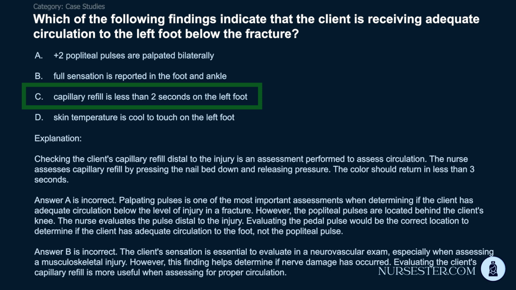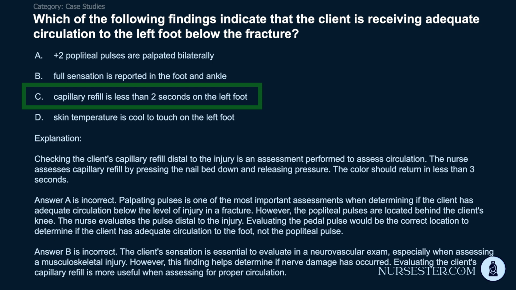Checking the client's capillary refill distal to the injury is an assessment performed to assess circulation. The nurse assesses capillary refill by pressing the nail bed down and releasing pressure. The color should return in less than 3 seconds.